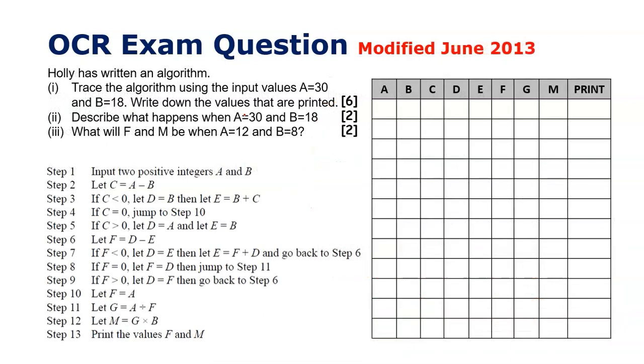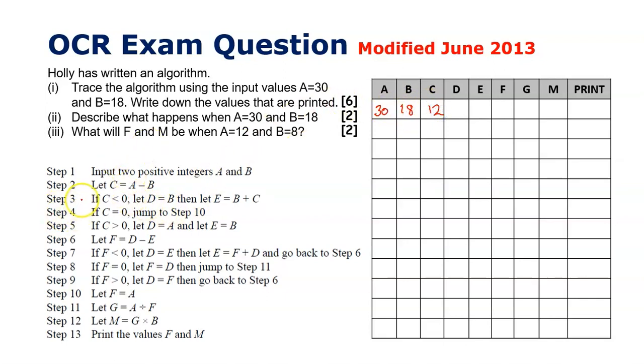All right, the next question, it says OCR exam question. Now, this was again modified from June 2013's paper. So what's it asked me to do? It says trace this algorithm written by Holly using the inputs A equals 30 and B equals 18. So straight away it says input, I can write those numbers in, 30 and 18. And it says C equals A minus B. So 30 minus 18 is 12. I can do that.